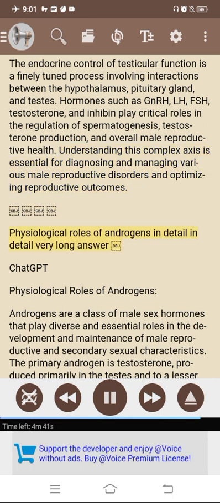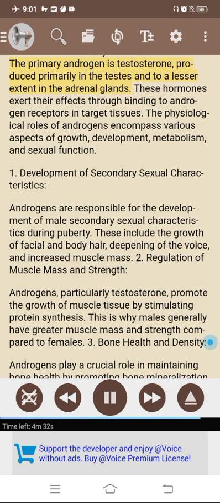Physiological roles of androgens in detail. Very long answer. ChatGPT. Physiological roles of androgens. Androgens are a class of male sex hormones that play diverse and essential roles in the development and maintenance of male reproductive and secondary sexual characteristics. The primary androgen is testosterone, produced primarily in the testes and to a lesser extent in the adrenal glands. These hormones exert their effects through binding to androgen receptors in target tissues. The physiological roles of androgens encompass various aspects of growth, development, metabolism, and sexual function.